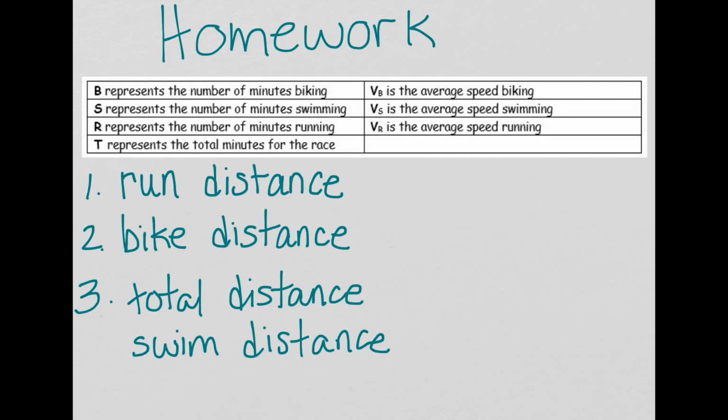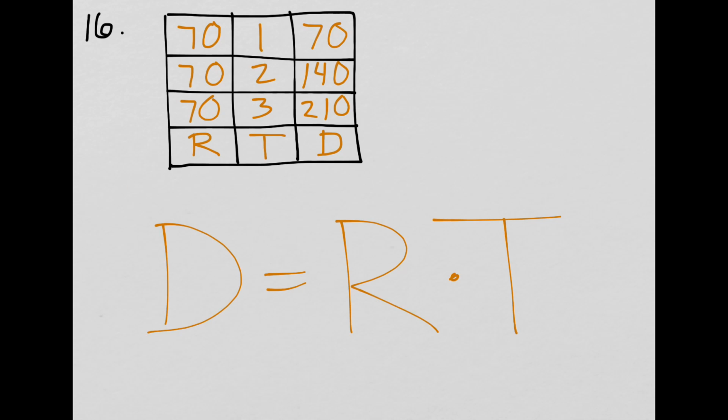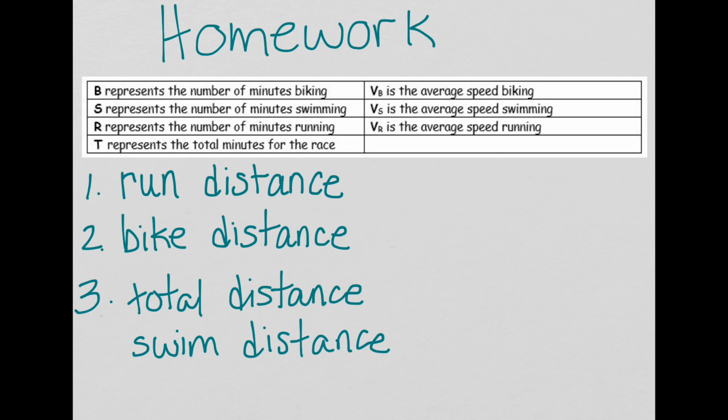Okay, so number 1 says, write an expression using the symbols above to represent the distance someone runs in a triathlon. Well, we just talked about distance. Distance is the rate times the time. So up here in my table, I don't have any kind of letters that stand for distance, but I know that the total distance I'm going to run will depend on how fast I run, which is VR, and how long I run, which is R. R is the minutes I spend running.